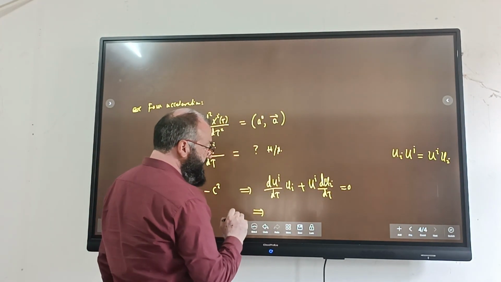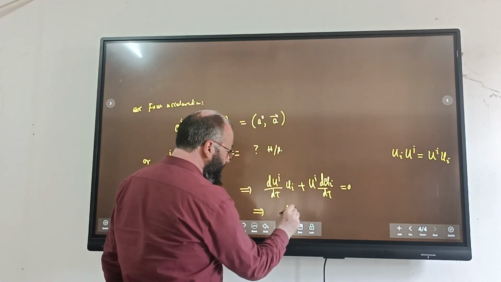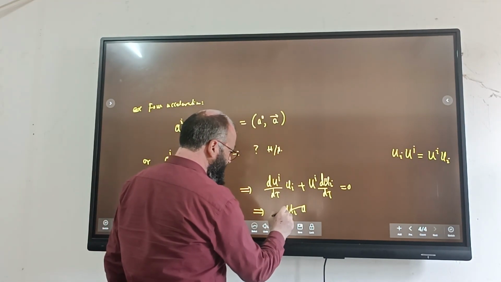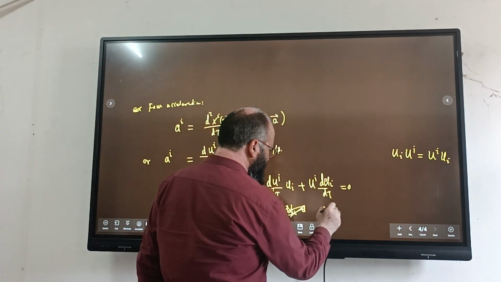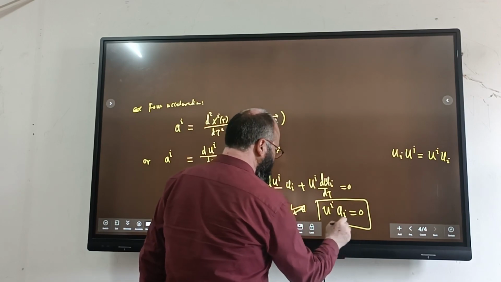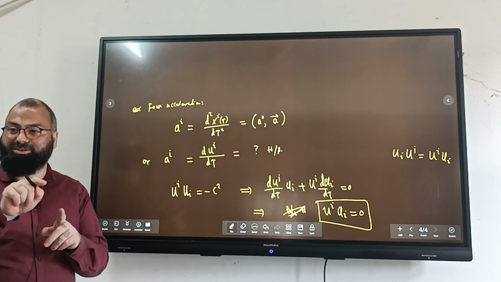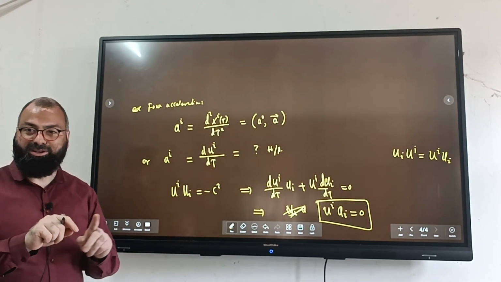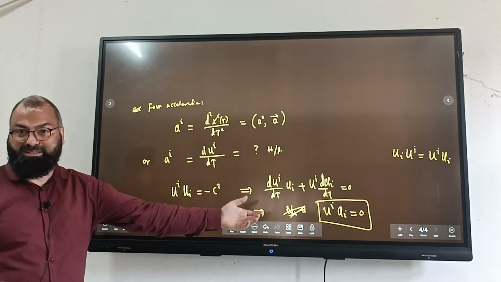What is this thing du/dτ? This is the acceleration. So let me write it this way. You have u_i a^i, that's equal to 0. So what it means is, the acceleration vector is always what? Orthogonal to the velocity vector. This is actually the dot product, so this is equal to 0.